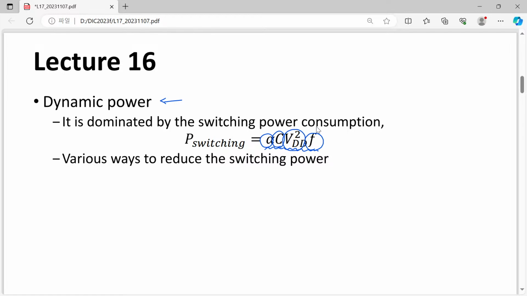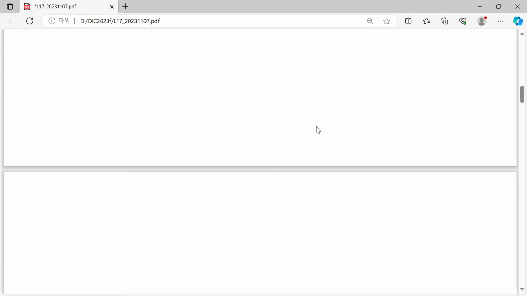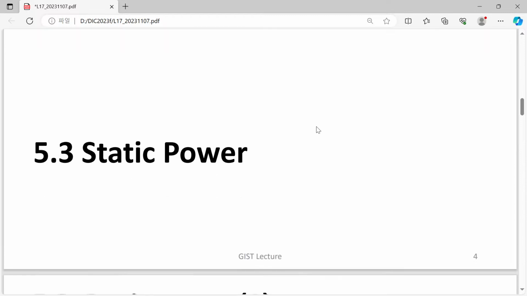So we have studied various ways to reduce the switching power. Now let's go to this static power part. Static power means that, for example, when you consider inverter here, then in the ideal case there is no static power consumption. So we have studied up to now in that way.